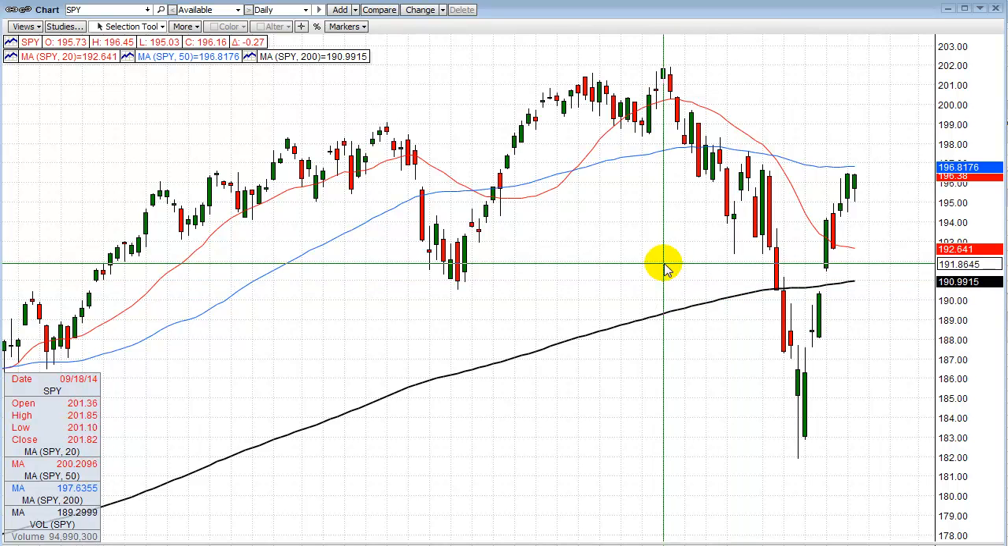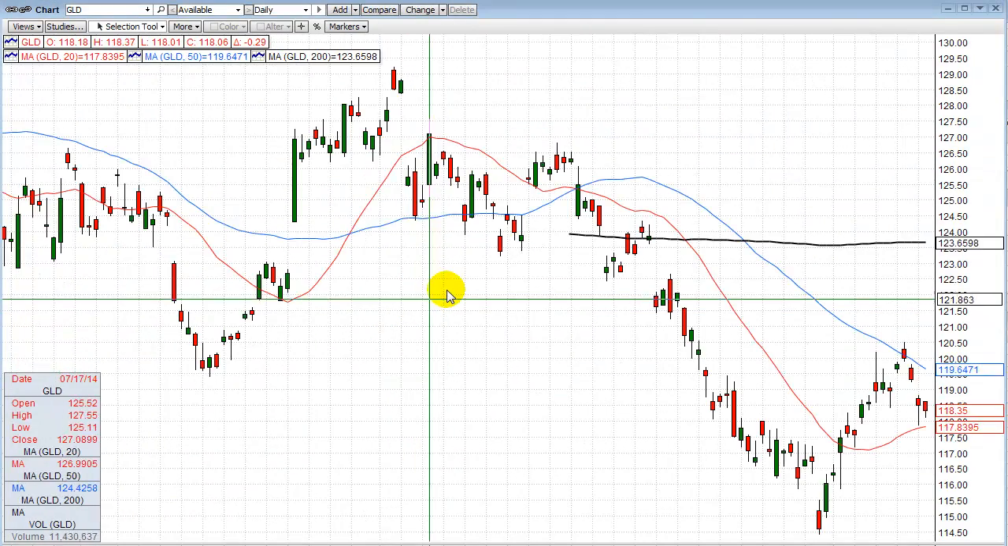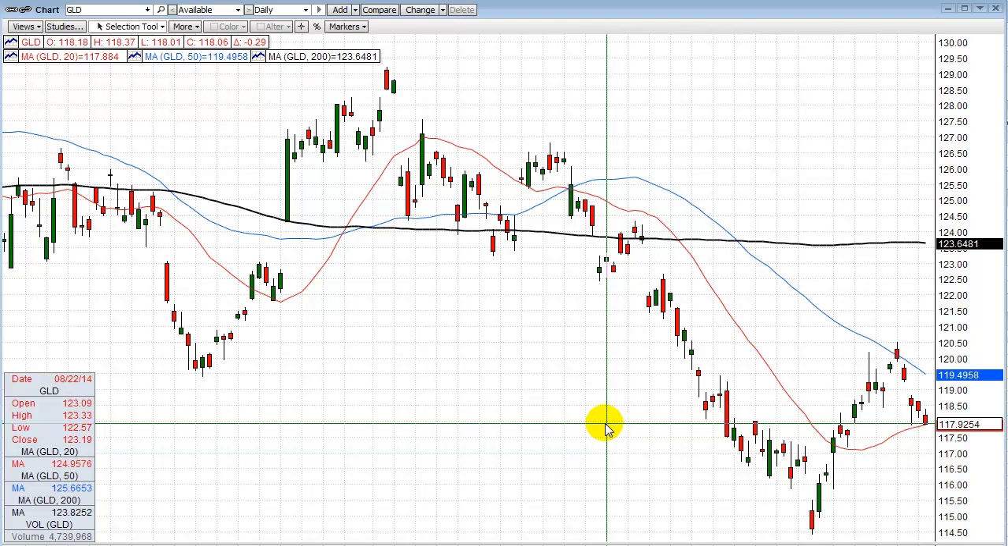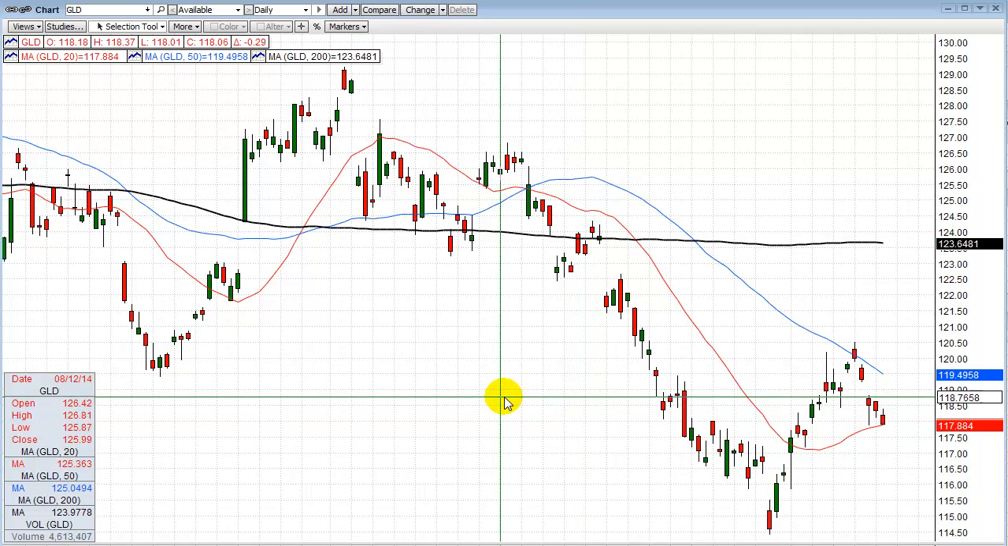I spent a lot of time in the markets, the stock market tonight, so let's just run through gold, oil, and some other stuff real quick, and we'll get you out of here. Gold is into the 20-period moving average. I still think there's one more up move in gold, but after that, I think it's lights out.